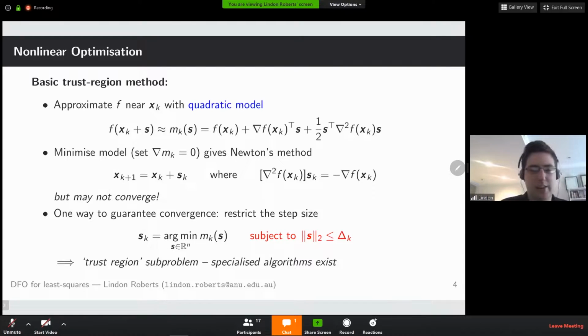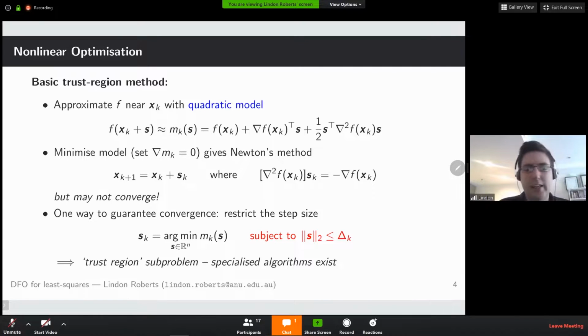So we'll do that by setting the gradient of m to 0. And if you do that, you get the famous Newton's method, where at each iteration you take your xk and you move it by a step sk, where sk solves this linear system here. So Hessian times s is minus the gradient, which is the stationary point of that local approximation.